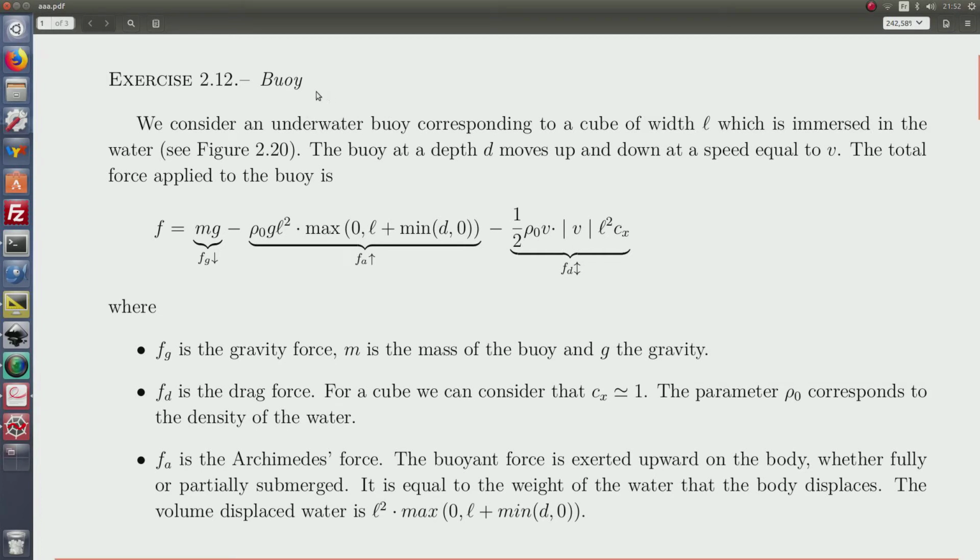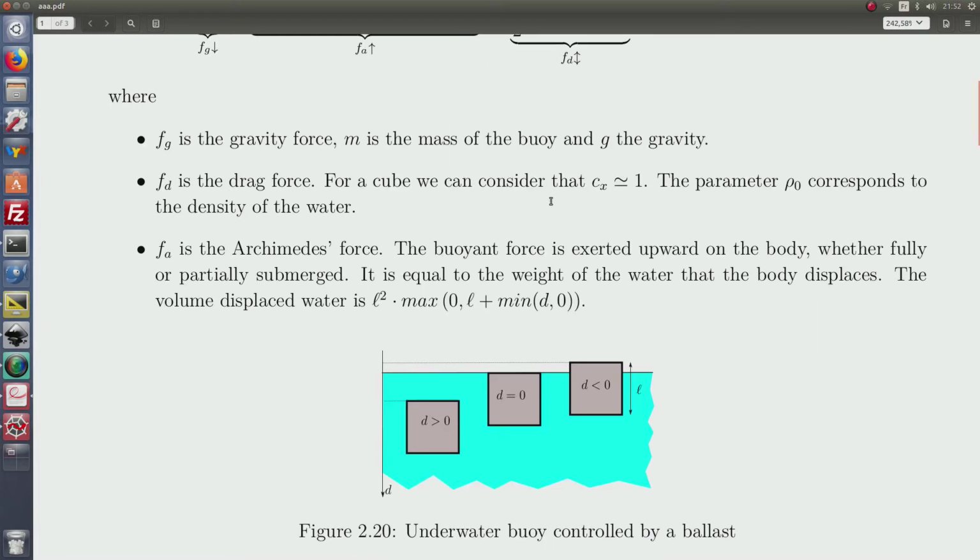In this exercise we consider an underwater buoy, which corresponds to a cube, and this cube is immersed inside the water, as represented in this figure. So here we have the surface of the water. On the left, the cube or the buoy is totally immersed.